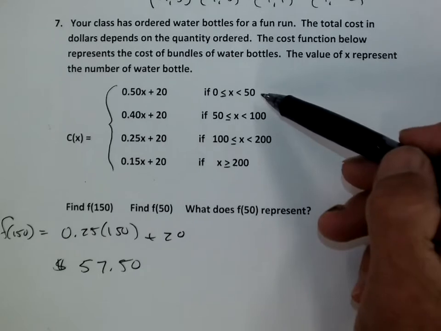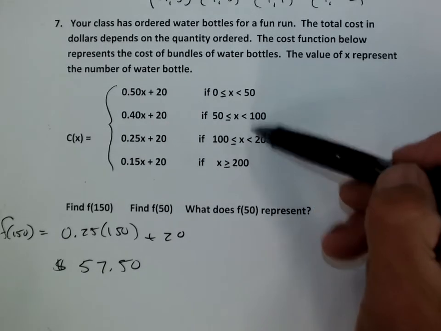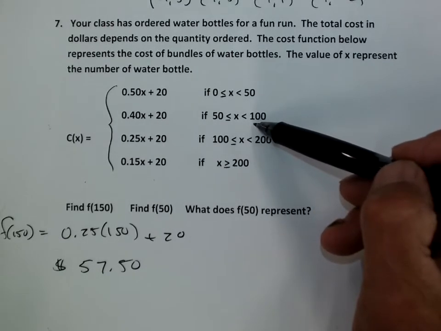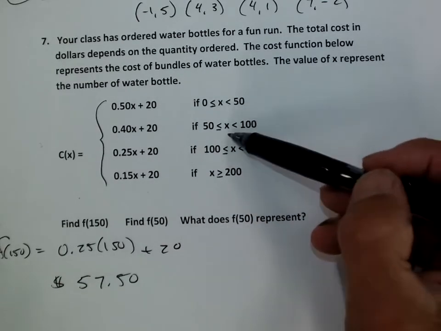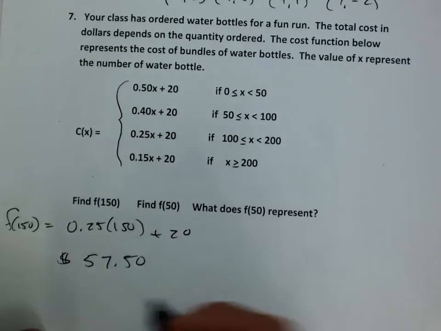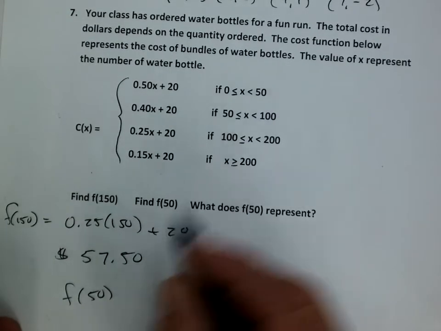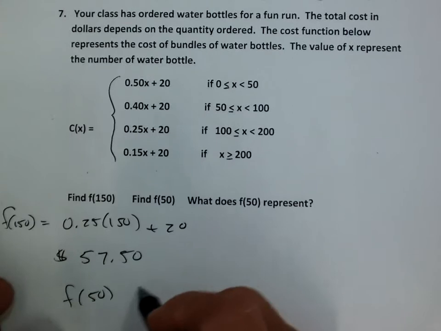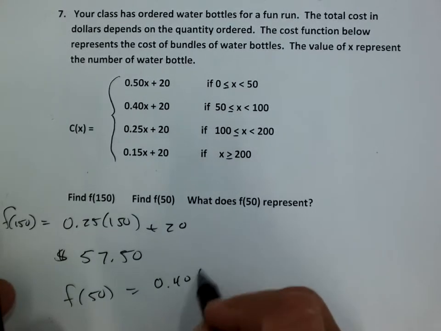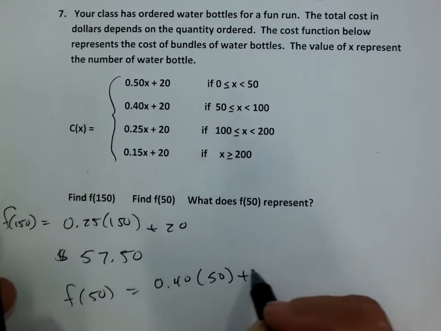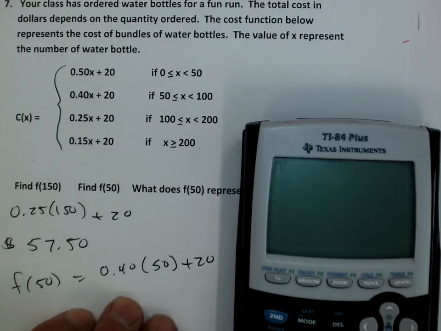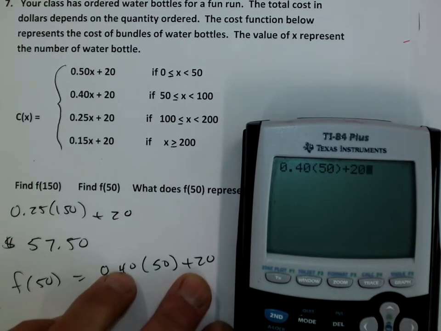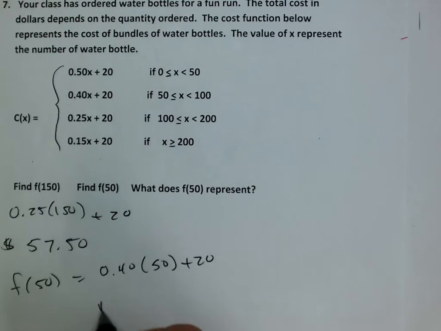F of 50, I'm actually going to have to put it in here, okay? So f of 50, I'm going to put into the second equation, because I don't put it in that one because it doesn't equal 50. So f of 50 equals 0.40 times 50 plus 20. All right, let's use my calculator. I can do that. 0.40 times 50 plus 20 is 40, or $40.